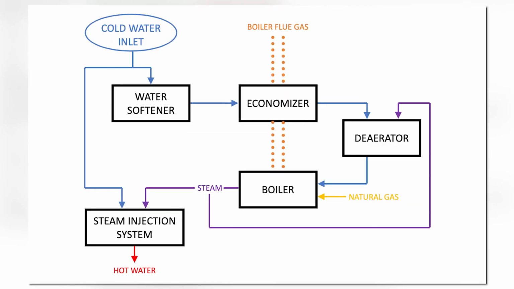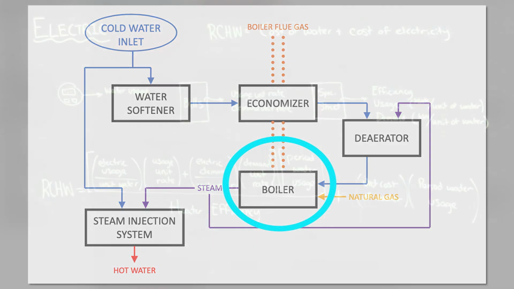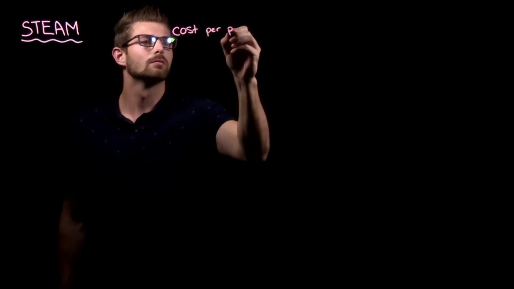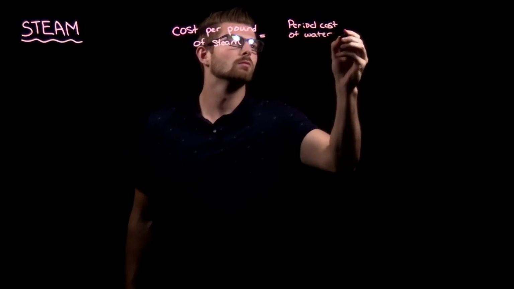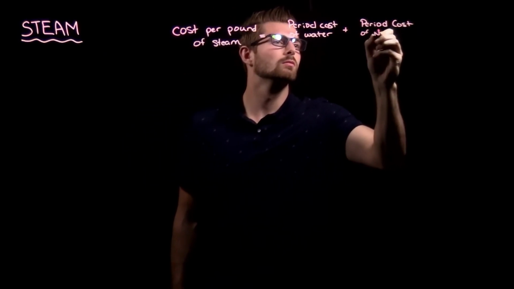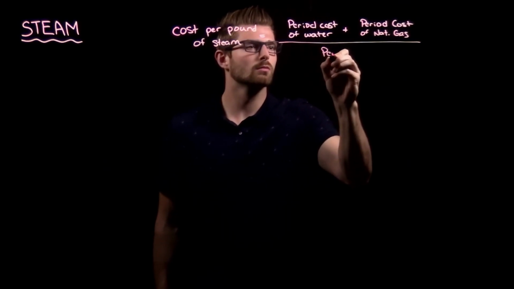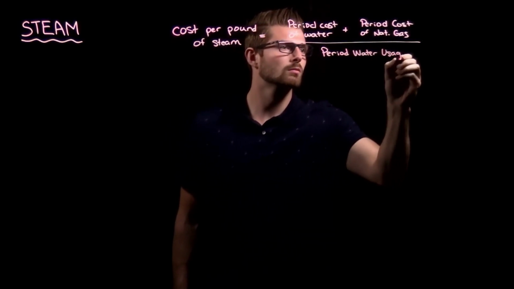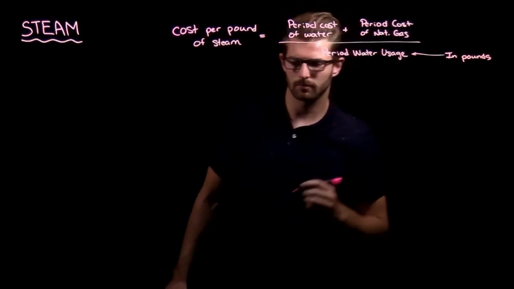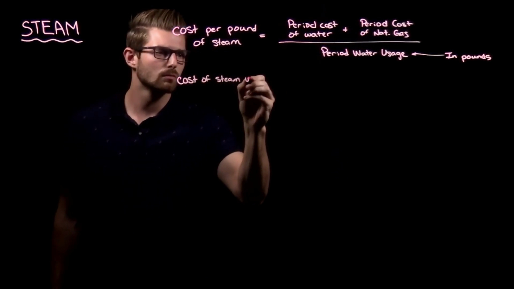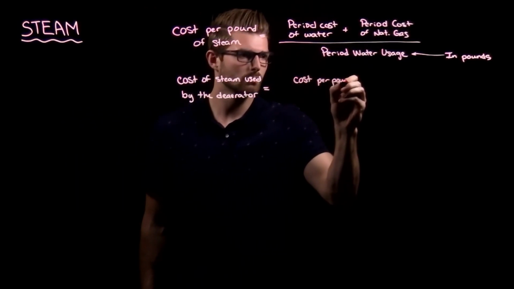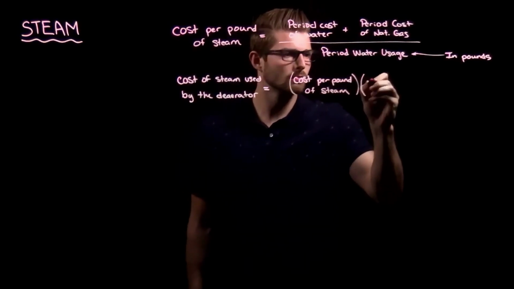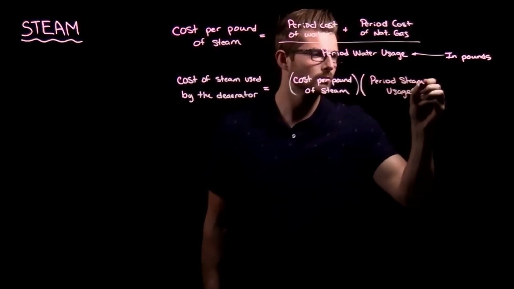Now that we know how much steam is used by the deaerator, we can follow the flow of water to the boiler and start our analysis here. To analyze the boiler, we must collect water and natural gas usage data. Knowing that 1 gallon of water equals 8.34 pounds, and assuming that 1 pound of water is converted exactly to 1 pound of steam, we can calculate the cost of steam produced by the boiler. The cost to generate 1 pound of steam in the boiler is equal to the cost of water for the analysis period, plus the cost of natural gas for the analysis period, both divided by the period water usage, keeping in mind that the cost per period is just the unit rate multiplied by usage.